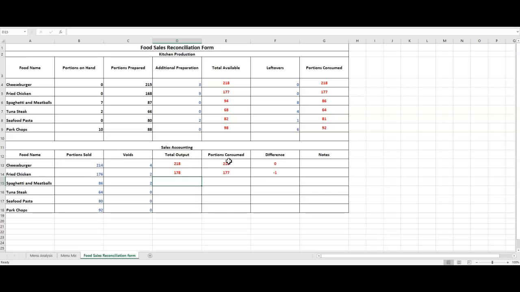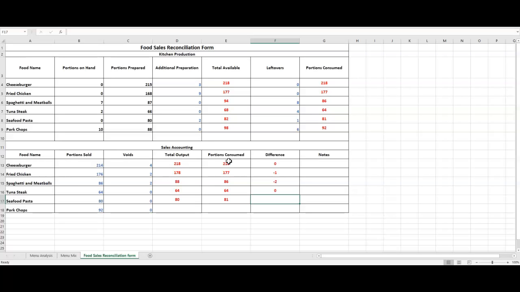Then if we just fill in the rest of the bay here, total output is going to be 88. Portions consumed were 86. Again, on the meatballs, we realize there was a difference there. If the number is positive, like this one is 0, but when we look down at the seafood pasta, we get 80, but we actually had 81 consumed. Whenever the number's positive like that, typically what it is is a missing check that wasn't turned in.